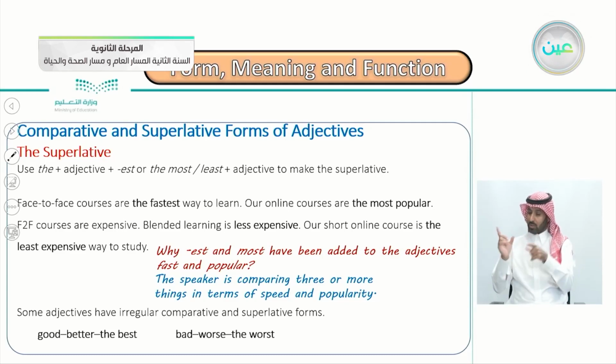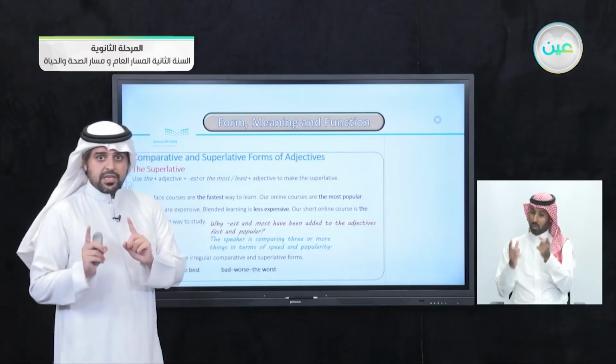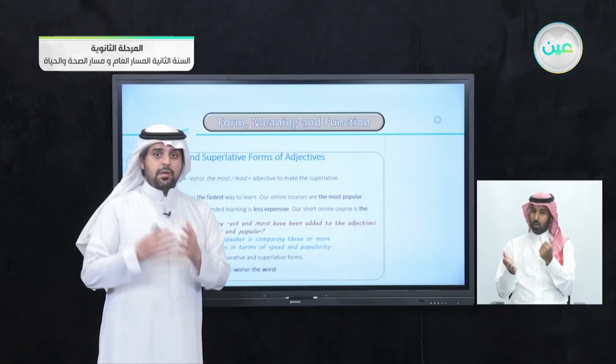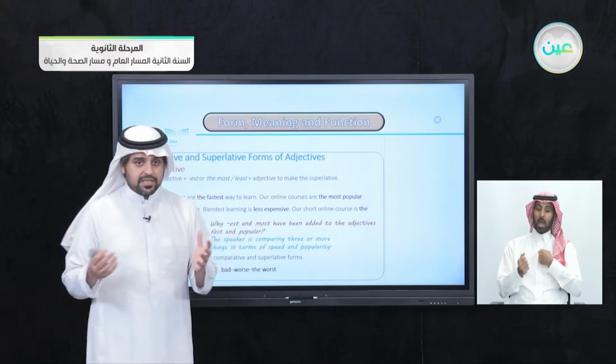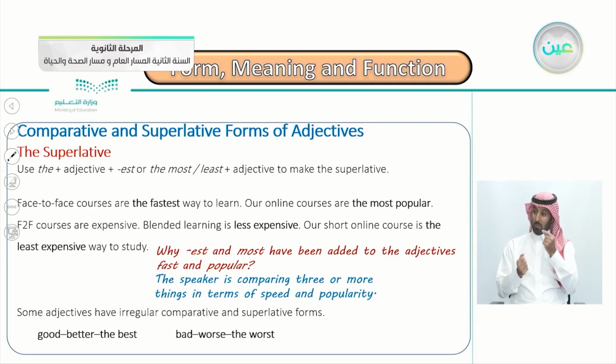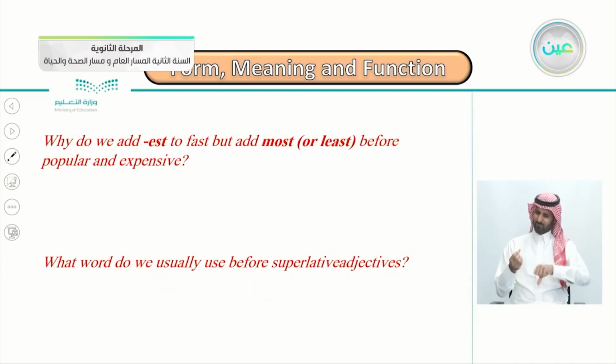So we say good and better when we compare 2 things. When you say, for example, my car is better than your car, or you can say my car is the best car. Or the adjective bad. The comparative form is worse, and the superlative form is the worst.